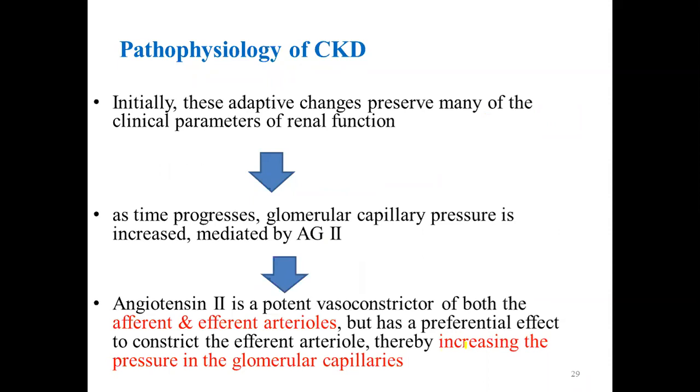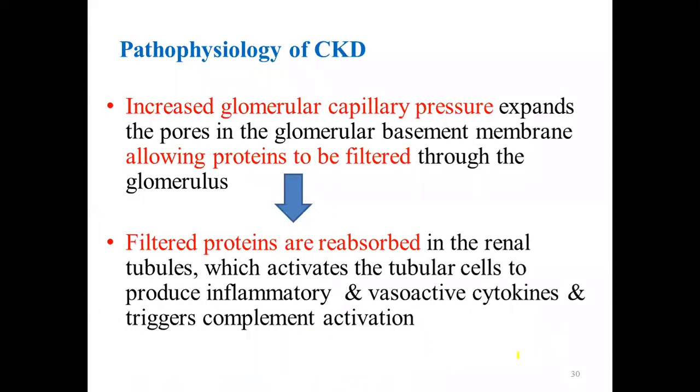There is an increase in glomerular capillary pressure. This capillary pressure is usually mediated by angiotensin II. Remember, angiotensin II is a very potent vasoconstrictor of both afferent and efferent arterioles, but it preferentially has a higher affinity to constrict the efferent arterioles. So when the efferent arterioles constrict, what will happen? There is an increase in glomerular capillary pressure.